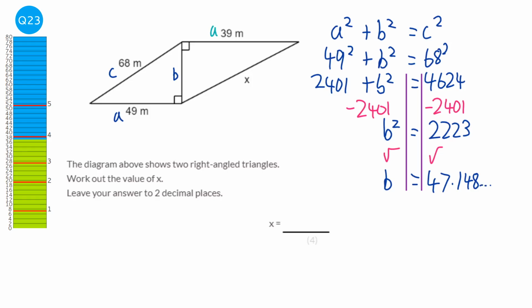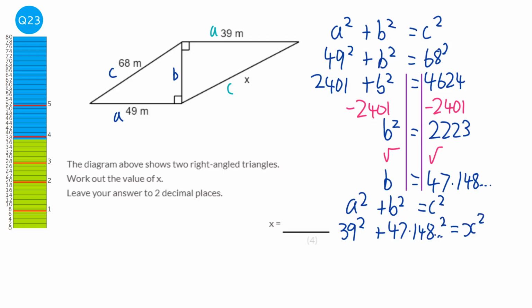Okay, we're now looking at the second diagram, and this time we're going to have a, we've got our b, and we're going to call x the c. So it would be a squared plus b squared equals c squared, but this time a is 39. B we are given as 47.148, we've just worked that out. And we're looking for c, in fact we can call it x now.